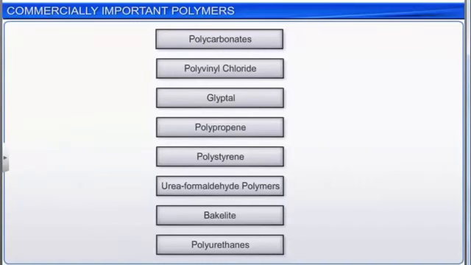Commercially important polymers include polycarbonates, polyvinyl chloride, glyptyl, polypropylene, polystyrene, urea formaldehyde polymers, bakelite, and polyurethanes. Let's look at each of these in turn.